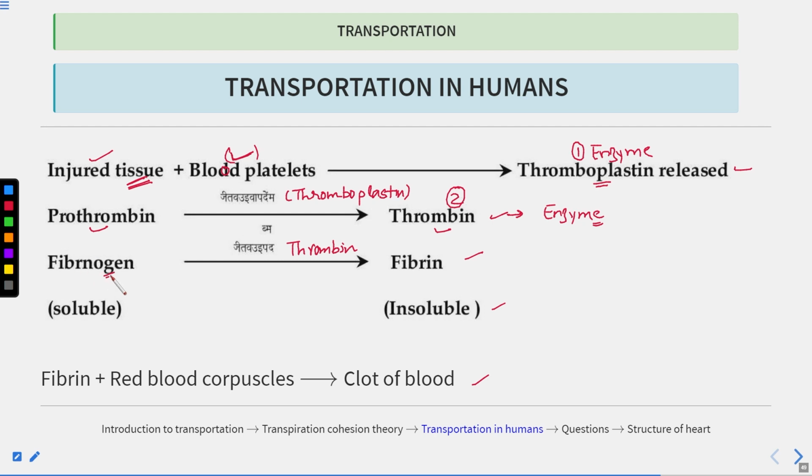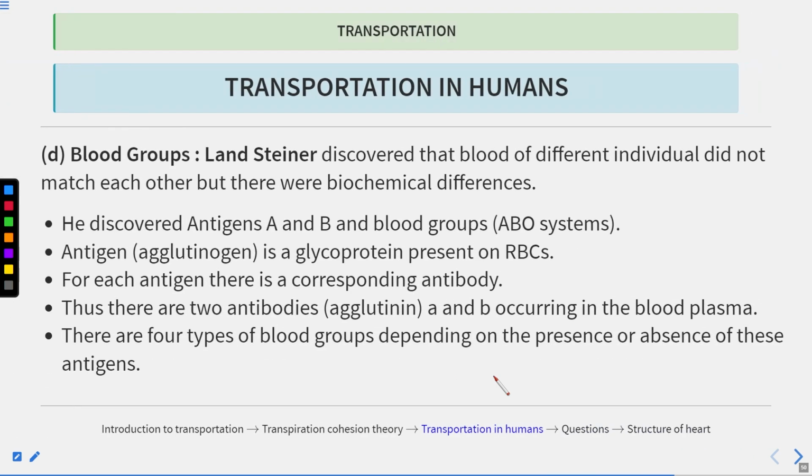Now fibrinogen, which is a soluble protein, is converted into fibrin, which is an insoluble protein. Now what happens? This fibrin then entangles with the red blood cells as well as the blood platelets. All right. And then a clot is formed. Then the clot grows and finally the clot is eliminated by the body whenever the wound is healed. Okay. So this was the process of the formation of the blood clot.